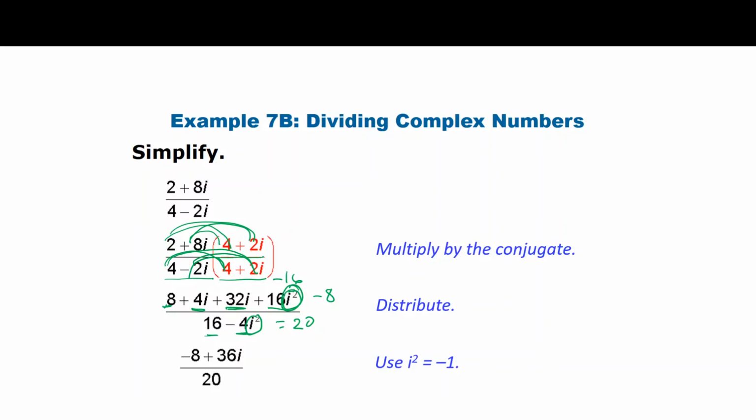And I can rewrite that as negative 8 over 20 plus 36i over 20. And now I can reduce. 4 goes into that 2 times, 4 goes into that 5 times. And we have 4 goes into that 9 times, and 4 goes into that 5 times. So your final answer when we simplify is going to be negative 2/5 plus 9/5 i.